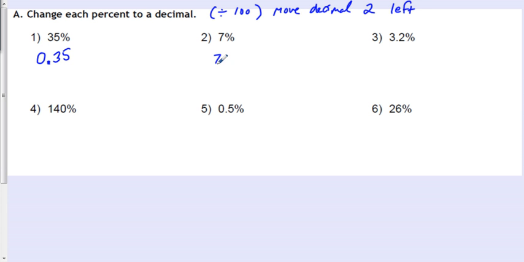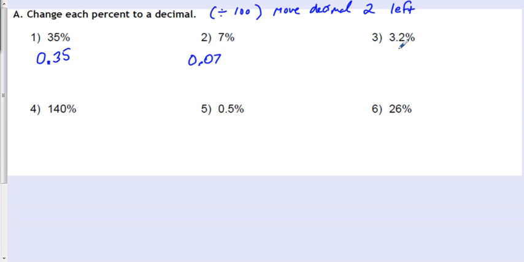Right now the decimal's after the 7. 1, 2, and we'll put the 0 in front. Now remember, in a previous video you looked at this and you read that as 7/100ths, so that fits in with our idea of 7% being 7 out of 100.